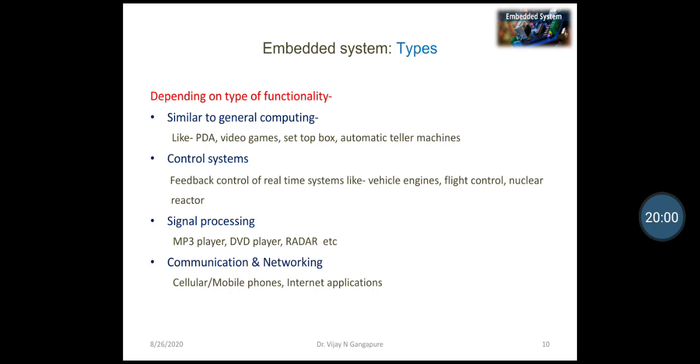These are examples of control system type of embedded systems. Then signal processing type of embedded systems, for example MP3 player, DVD player, radar, etc. These are signal processing type of embedded systems in which a signal gets processed. And the last category or type of embedded system is communication and networking. For example, cellular or mobile phones, internet applications. So these are examples of communication and networking type of embedded systems.